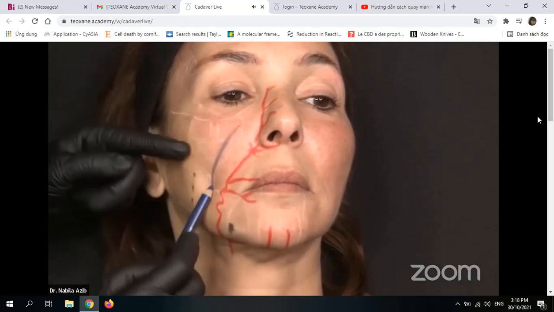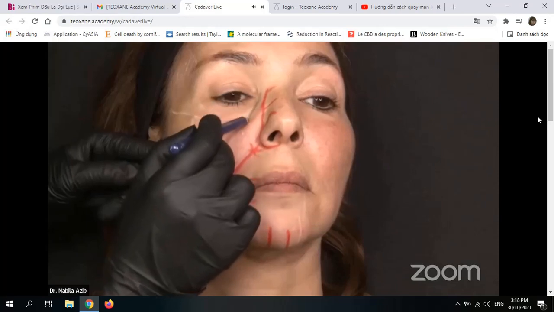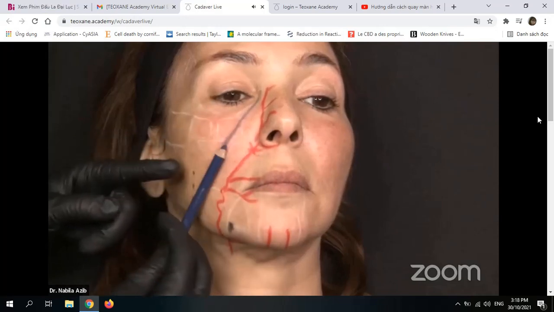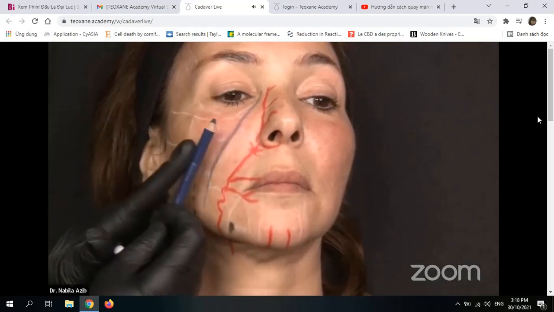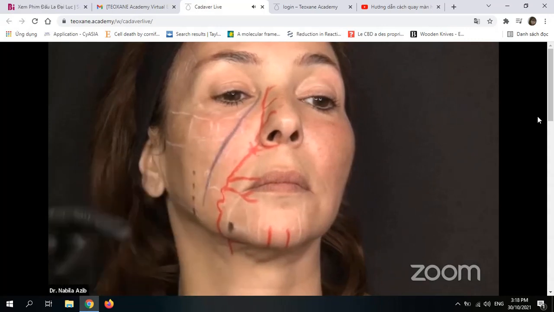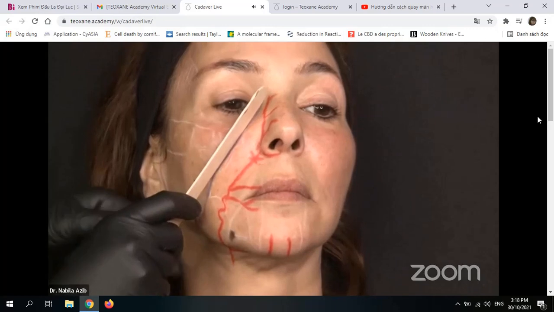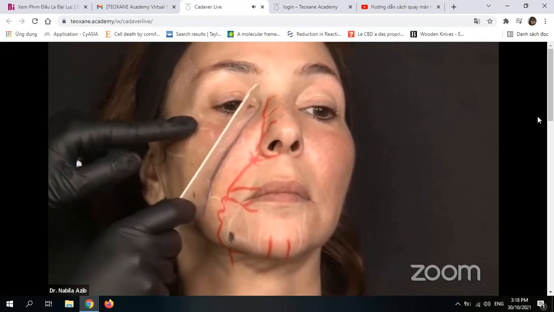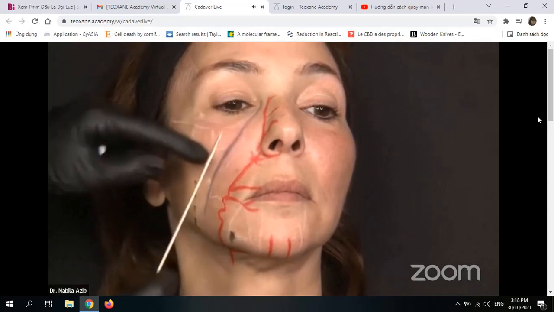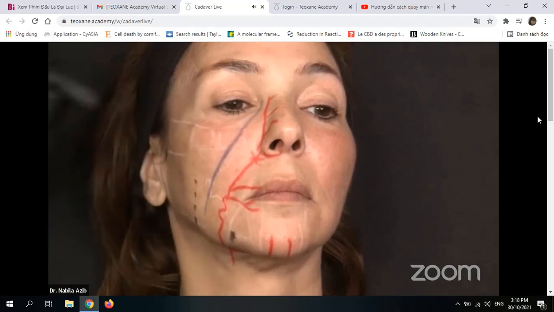This is the nasojugal groove where we always have the facial vein. So they can be together, facial artery and facial vein, on the nasojugal groove. That's why here is my first security line. I know that no facial artery will be found up to this line. So in this area, I will not say safe at 100%, but always safer.